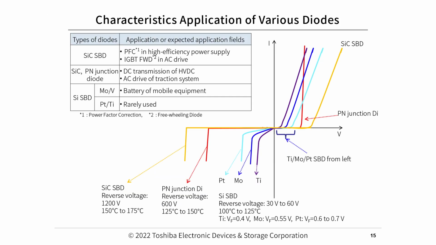Characteristics and application of various diodes. This list summarizes examples of typical application for each type of diode. The graph shows VF characteristics for each type of diode.